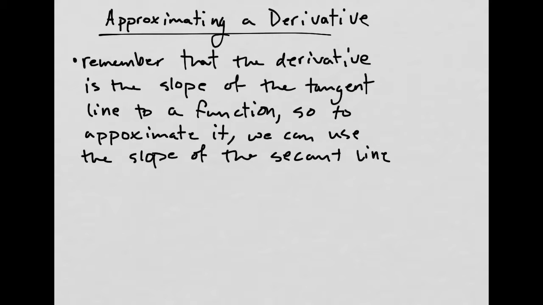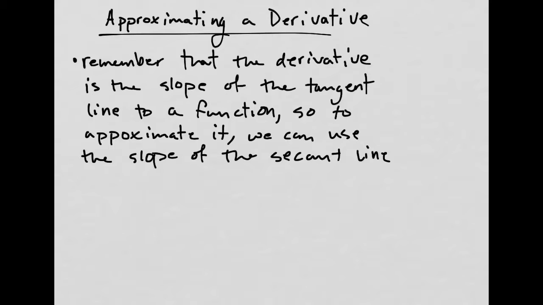We're going to look at approximating a derivative. Suppose you have a table of values, or a graph with a couple of different values, and they ask: what's the approximate slope of the tangent line, or the approximate instantaneous rate of change? Those all mean the same thing. Remember that the derivative is the slope of the tangent line for the function.